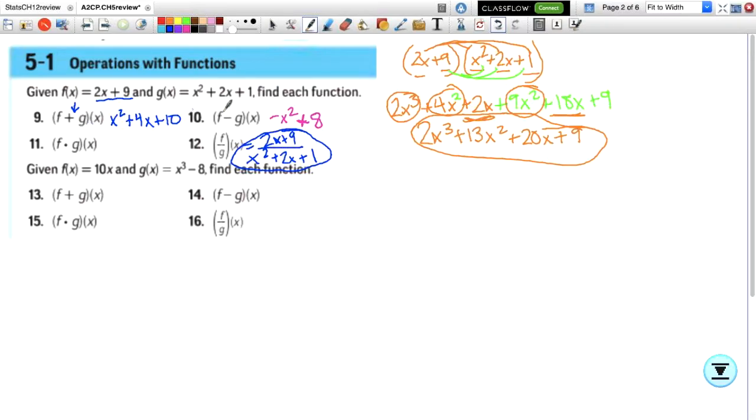So yeah, adding, subtracting, multiplying, and dividing. I'm going to leave these for you. Again, they are in the key, but I would encourage you not to look at the key yet, but try those 4 on your own as a review.